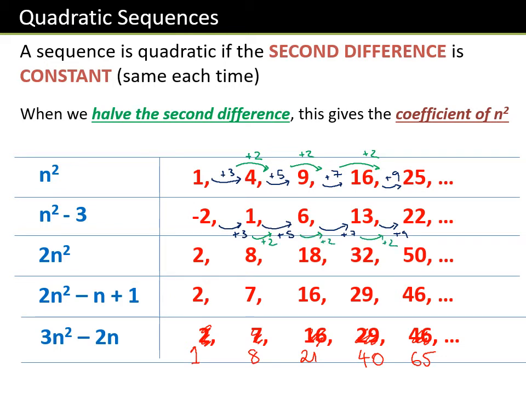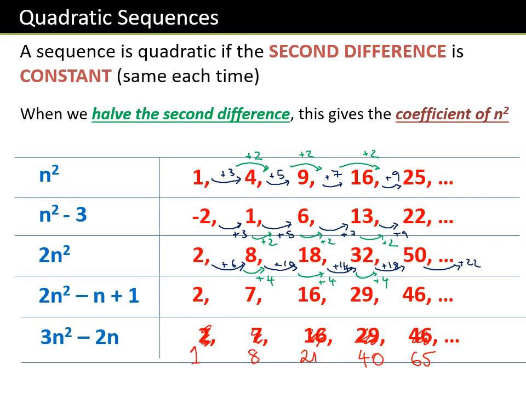It changes slightly on the next one. Let's have a look here. My first difference, add 6, add 10, add 14, add 18, and I can see my sequence here, 6, 10, 14, 18 is going up in 4s each time. So the next one would be add 22, and so on. So here my second difference is add 4. Add 4, add 4, add 4.